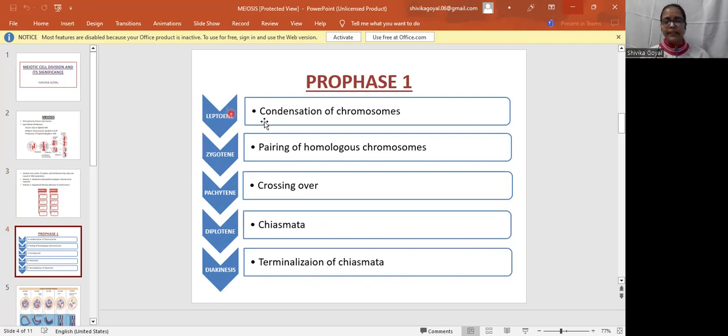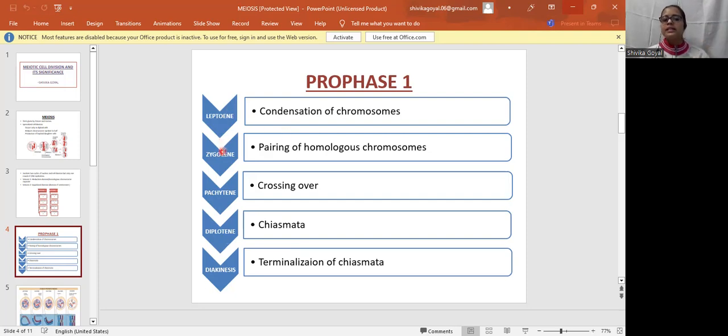So during leptotene, condensation of the chromosome occurs. Now, why does condensation occur? Because in the initial stage of the cell cycle, the chromosomes are present as chromatin fibers, which are a type of threads. But for cell division, it is very important that the chromosome should be condensed. So chromatin fibers are condensed to form chromosomes in the leptotene.